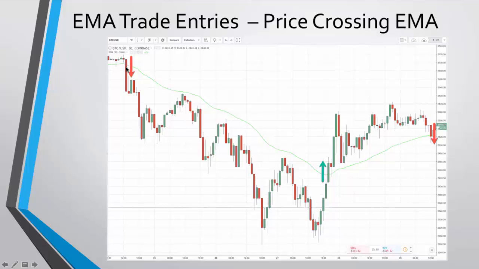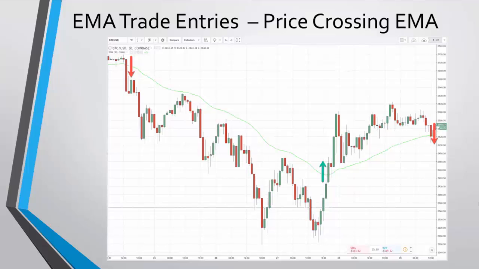That's one of the ways that people use it on the downside. On the upside here with the green arrow, price stays below it, stays below it, stays below it. On the way back up, it crosses through, and you exit the short and enter a long. This is an example of price crossing the EMA as a system. Here you see it crossing below, and then this would be exiting the long and entering the short.